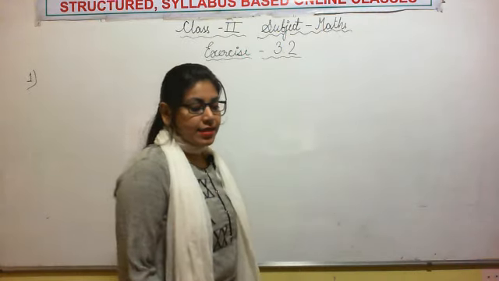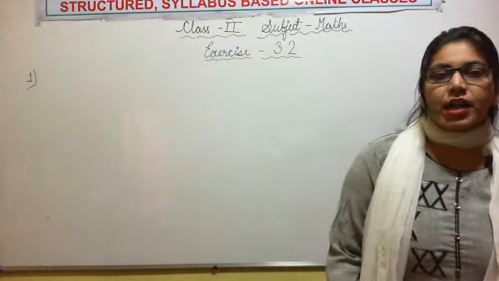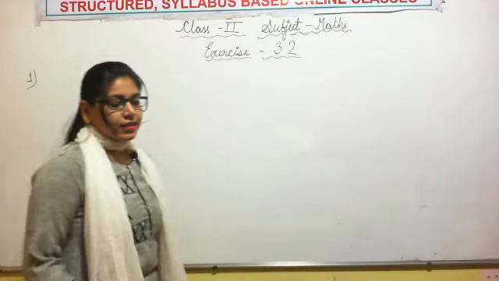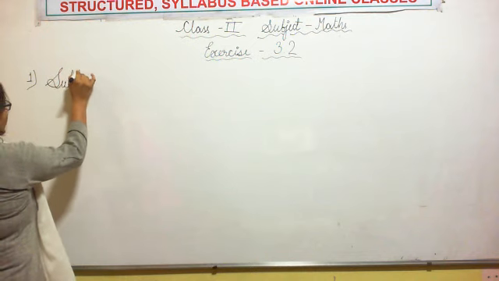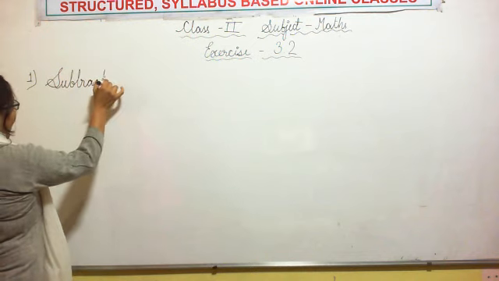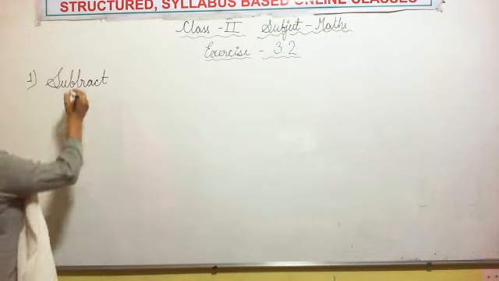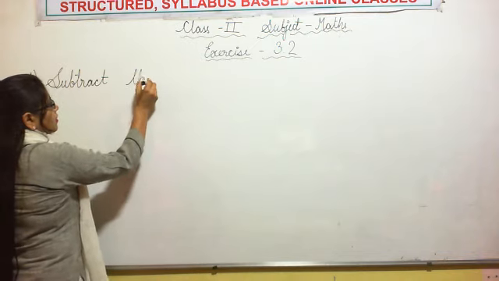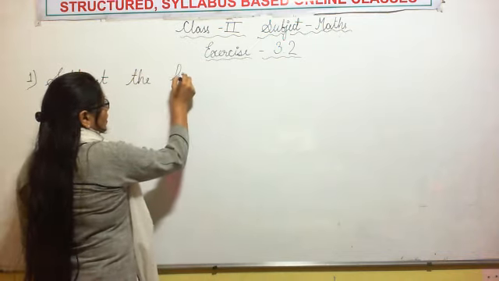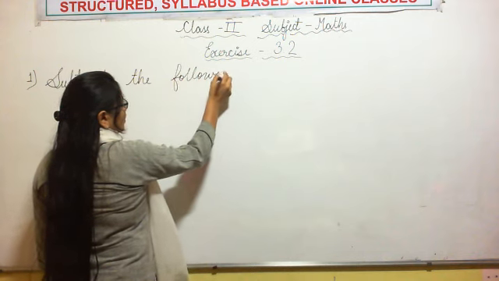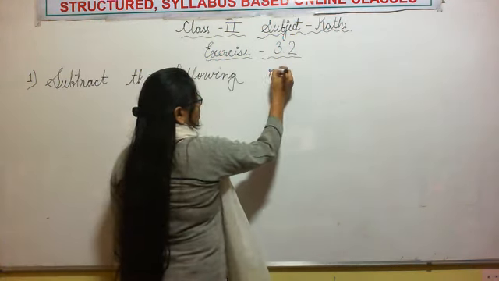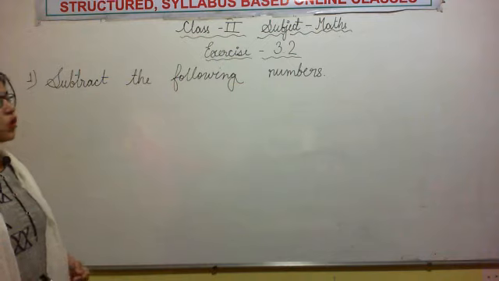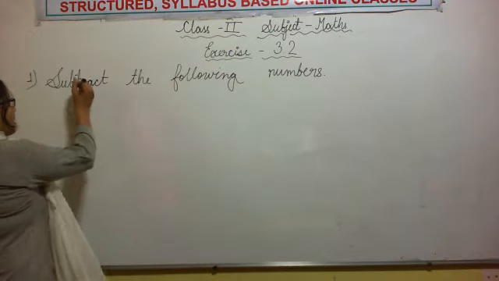Question number 1 is: subtract the following numbers. So we will write the question first. Subtract the following numbers. Write down the question with me. Now I hope you are also done with writing the question.